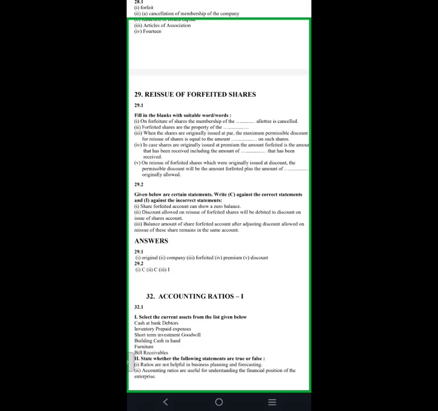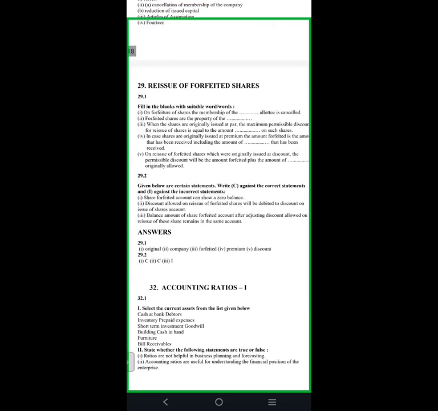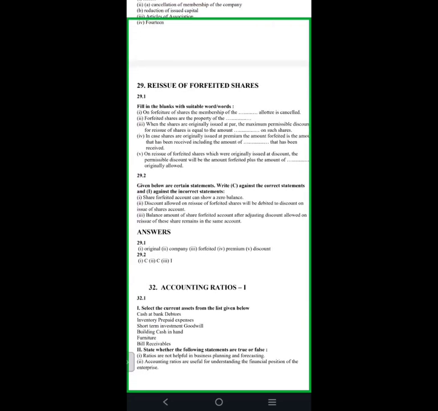On reissue of forfeited shares which were originally issued at discount, the permissible discount will be the amount forfeited plus the amount of discount originally allowed.